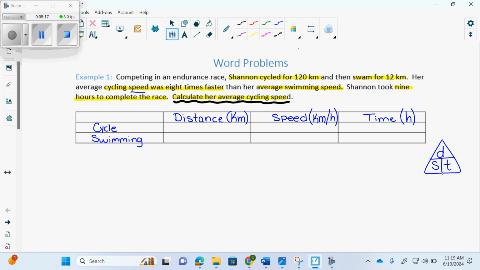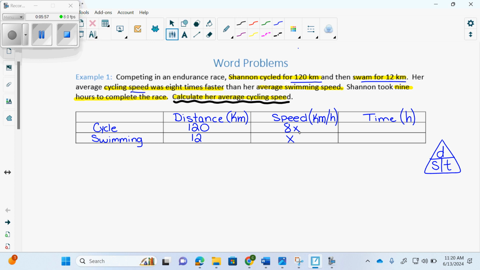Okay? All right. So what did they give us? Shannon cycled for 120 kilometers. What's that? Distance. That goes here. So now we have 1 of 6 boxes filled. She swam for 12 kilometers. Now we have 2 of 6 boxes filled. Her cycling speed was 8 times faster than her swimming speed. So we compared cycling speed to swimming. So swimming is X. Cycling is 8X. Weird, I filled in 4 of 6 from the information.